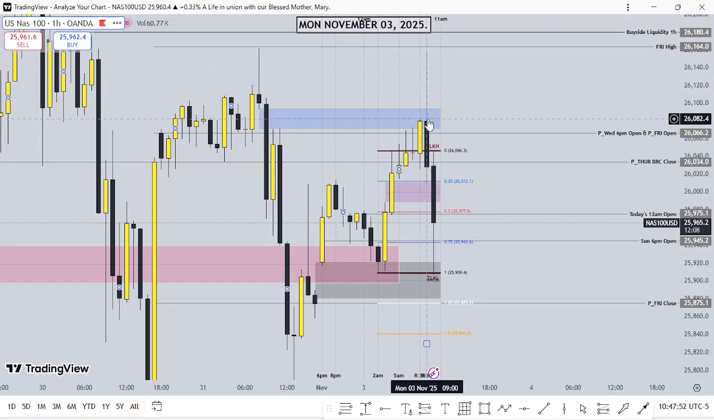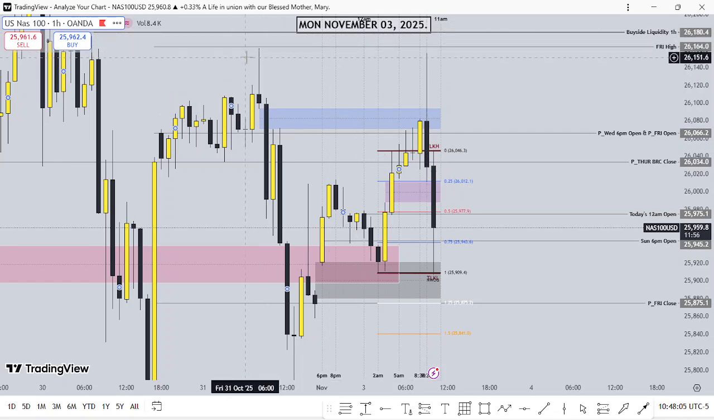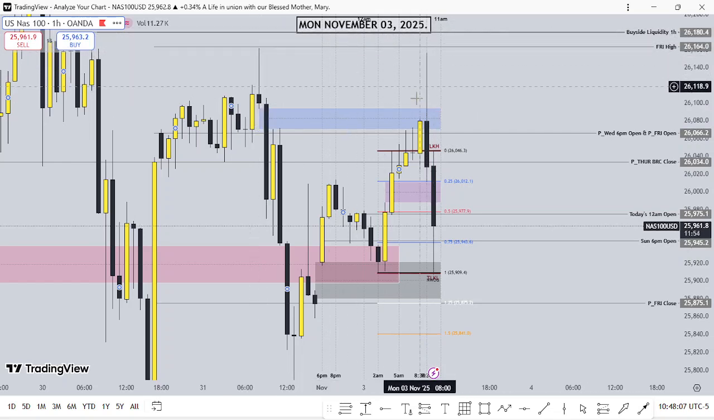Okay, so you can see that it's rejected so much that price returned back. Imagine price going so high, all the way almost to engage the Friday high, but then only to reject and go lower this way. So when I saw that, I already knew, okay, this is bearishness coming into the market.